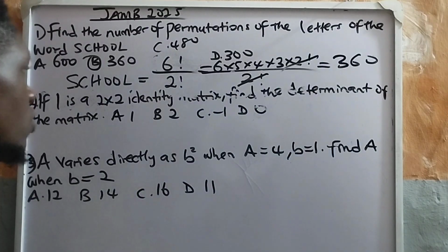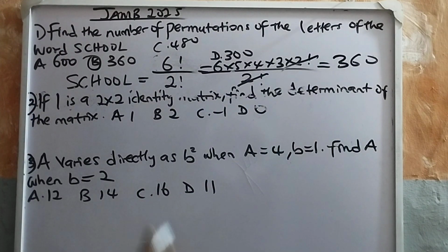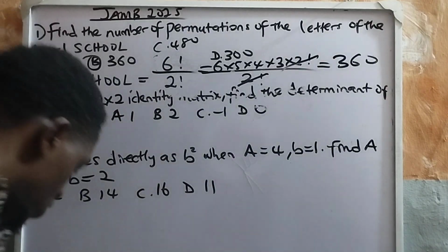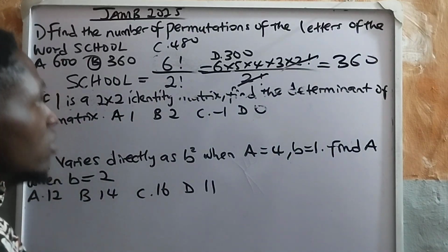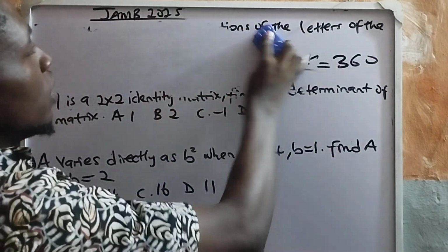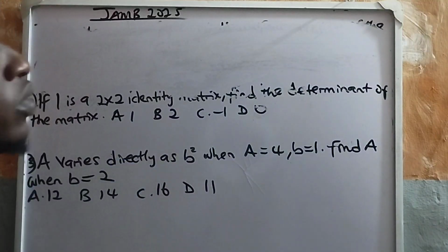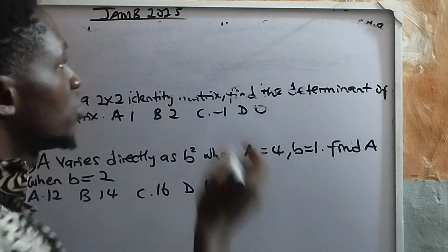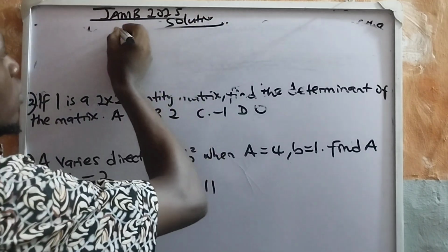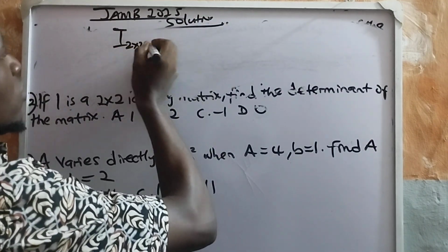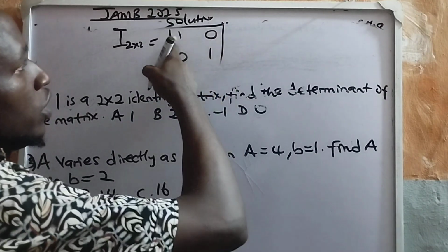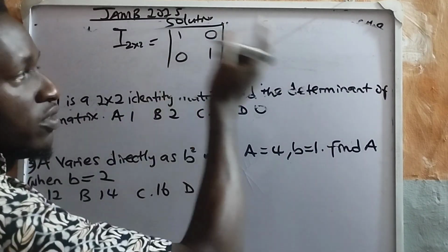Then we'll go to the next one, number 2. If I is a 2 by 2 identity matrix. When we have what is called an identity matrix, once it is 2 by 2, the 2 by 2 identity matrix is 1, 0, 0, 1. So if you check, this is the 2 by 2 identity matrix.